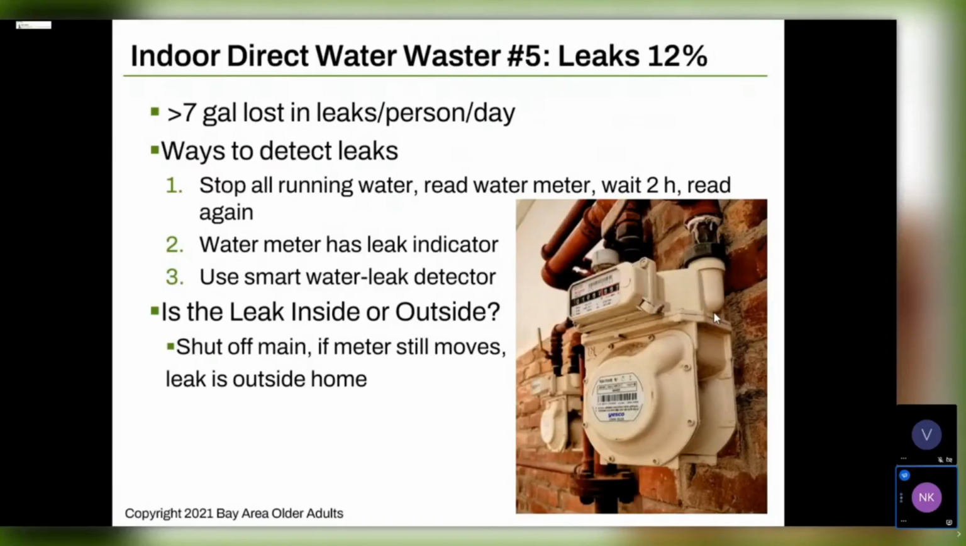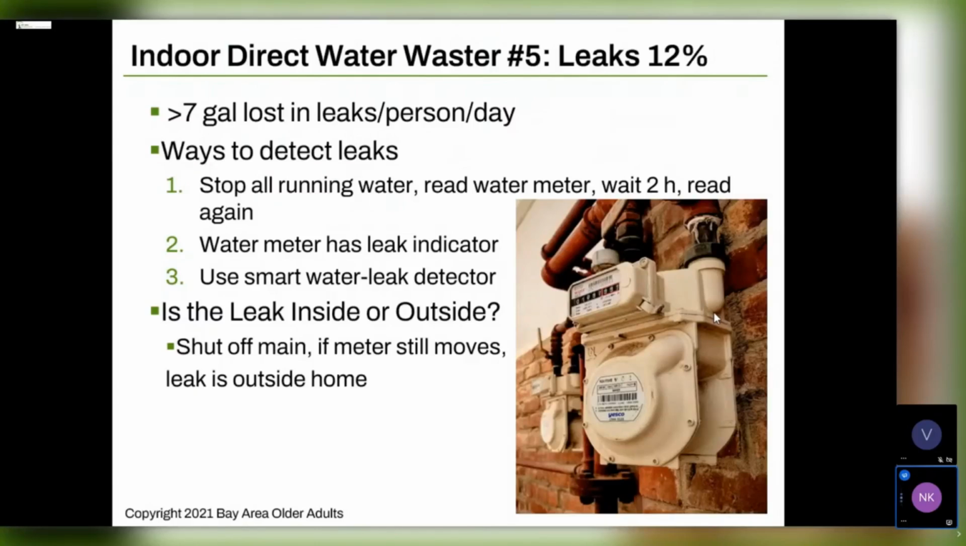So you can check the leak indicator. You can check if the meter moves when you have no water running, or you can monitor your bill for changes, or you can use smart leak detectors, as they now have new technologies.